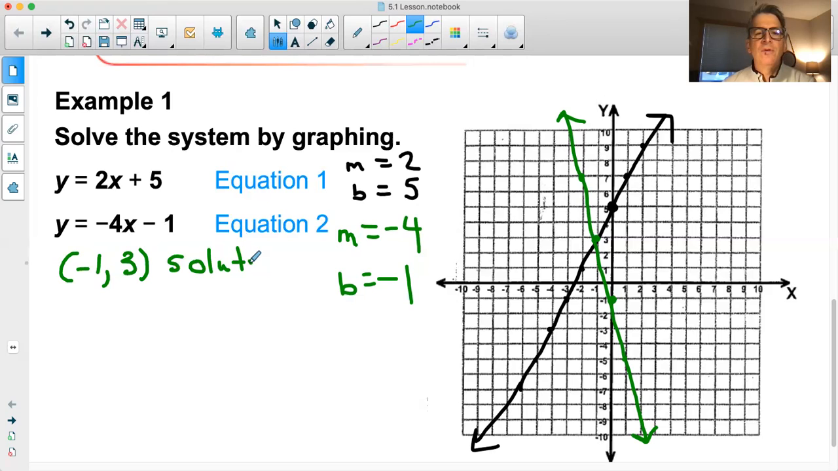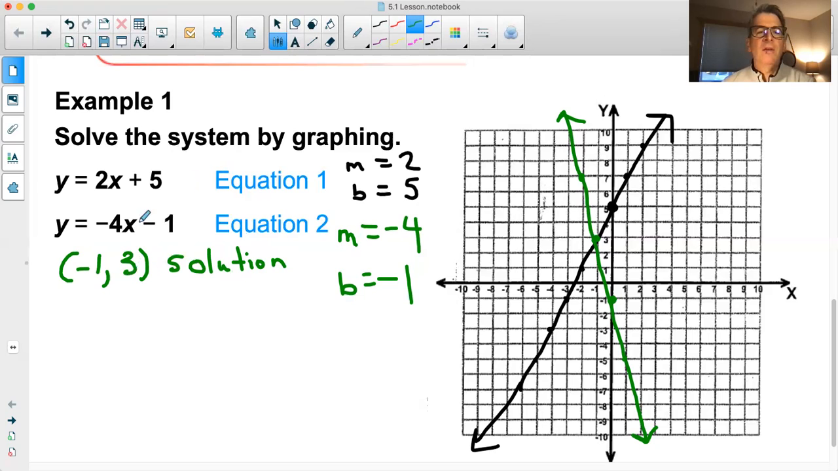And we found the solution by graphing. So what does it mean? It means that this x, -1, and this y, +3, work for both equations.